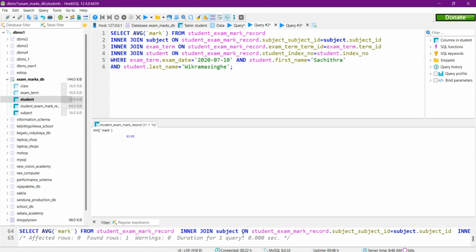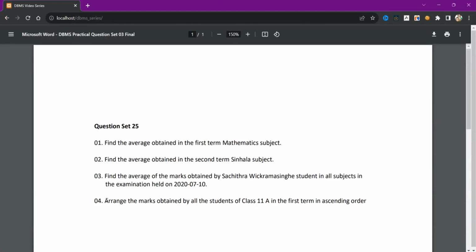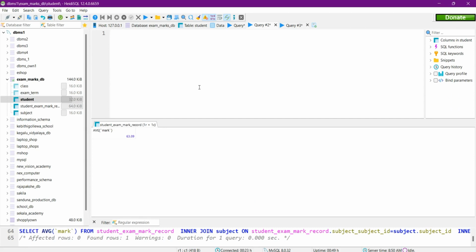So this is the answer for the third question, and let's move on to the final and the fourth question. Arrange the marks obtained by all the students of class 11A in the first term in ascending order. In this question, they have told us to order the marks in ascending order. So in the previous video, we studied the ascending order and the descending order. So what are the keywords we can use to do the function? I'm going to write the query for the fourth question.